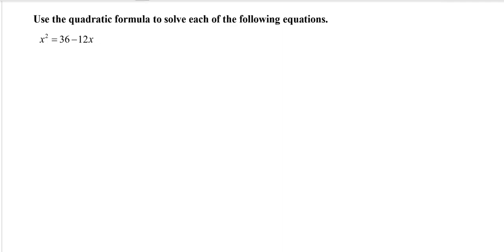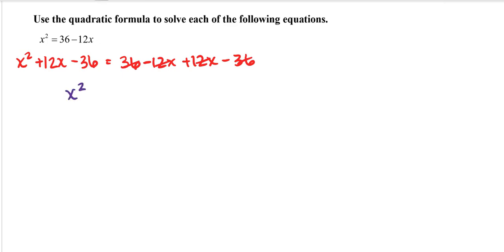I hate to have a negative coefficient on my squared term, so I'm going to add 12x and subtract 36 from both sides. On the left we would have x squared plus 12x minus 36 equals 36 minus 12x plus 12x minus 36. On the right-hand side, everything would cancel out to 0, and we would have the equation x squared plus 12x minus 36 equals 0.